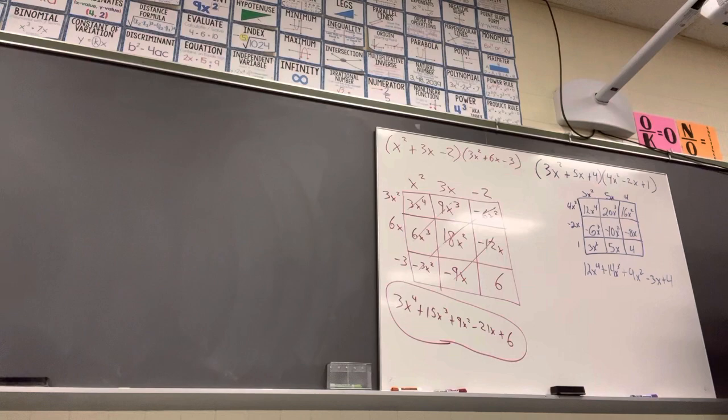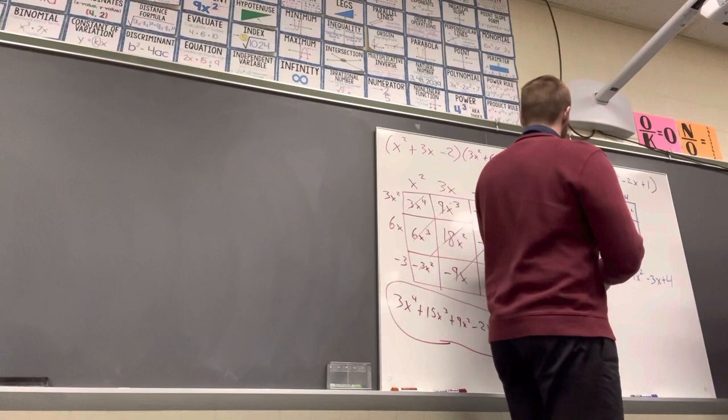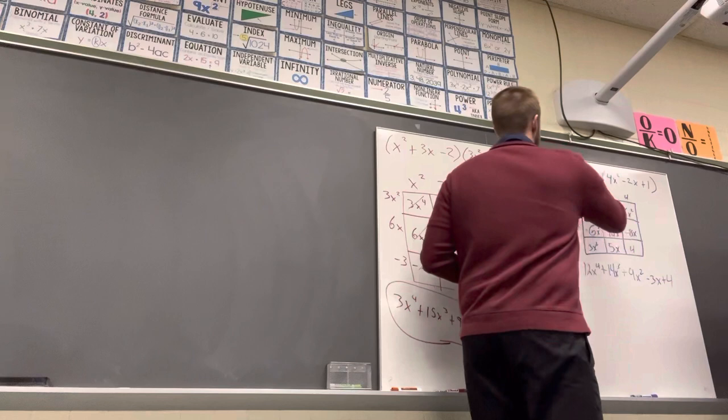All right, so the one we were trying, right? Cheyenne chose to use the box method. So this works, right? So look, she did 4, negative 2, and 1. She put it down the side. And on top, she did the first one: 3x squared, 5x, and 4.